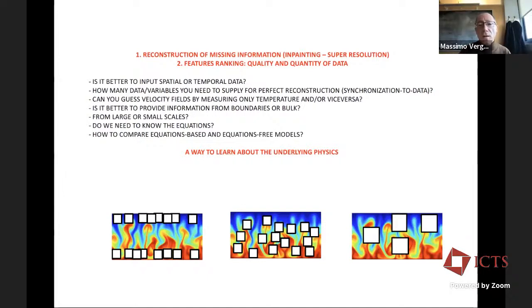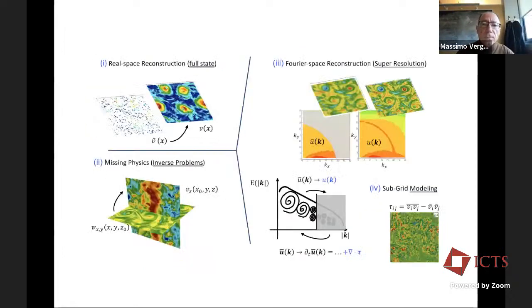So if it is more important to miss or less important to miss small scales or large scales, or if it's better to know data close to the boundary or in the bulk. I mean, this is a way to ask, in some sense, to probe the sensitivity of your ensemble to some degrees of freedom. So this is, in some sense, the general background.